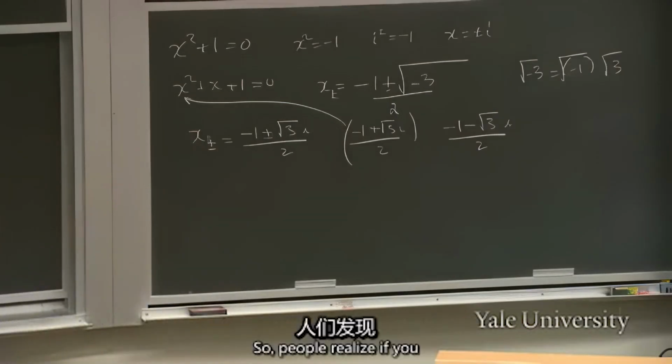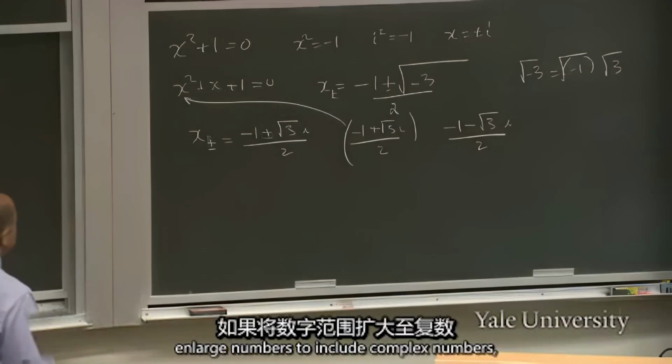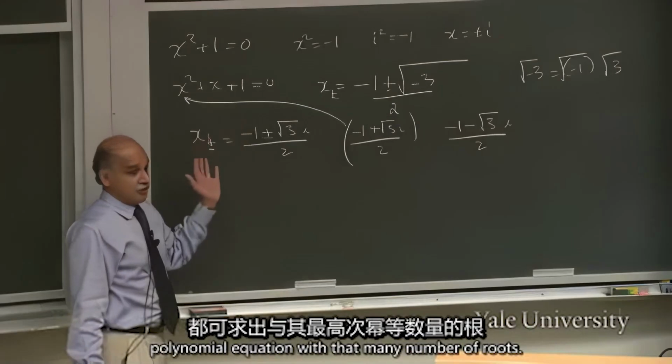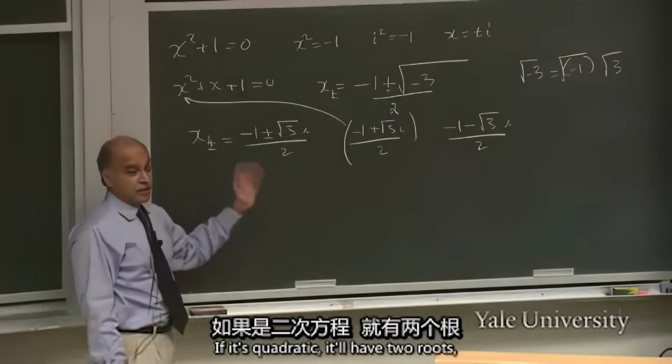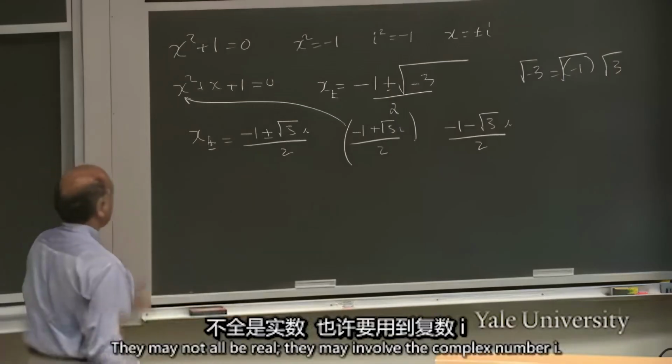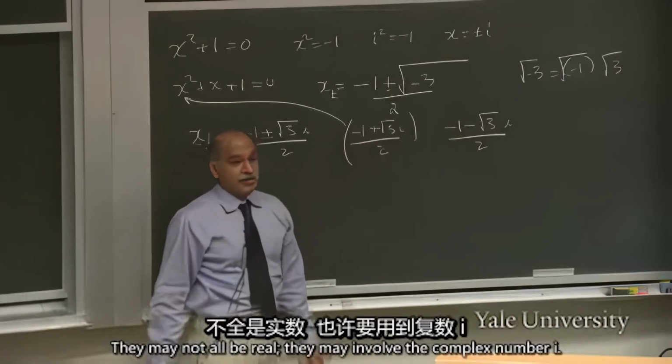So people realize that if you enlarge the numbers to include complex numbers, then you can solve any polynomial equation with that many number of roots. If it's quadratic, it will have 2 roots. If it's cubic, it will have 3 roots. They may not all be real. They may involve the complex number i.